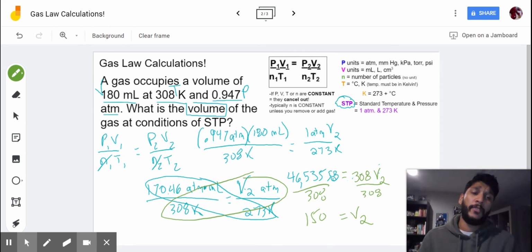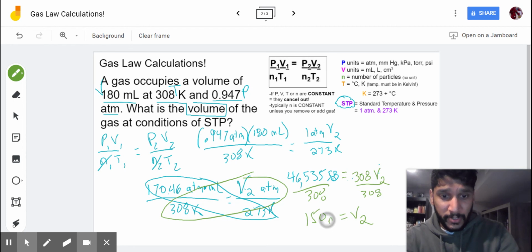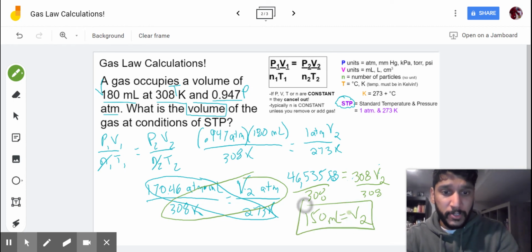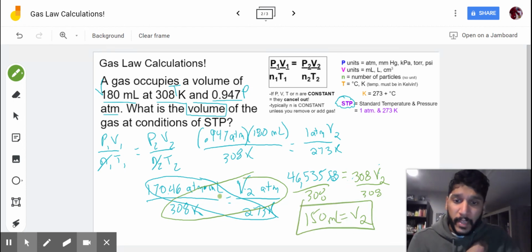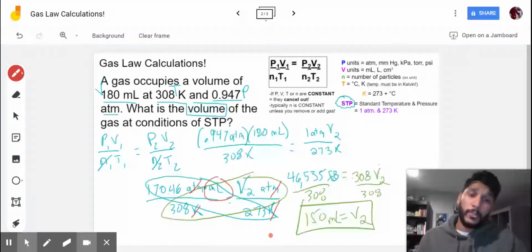And since this is our second volume, right, our initial volume over there was milliliters. So what do you think this final volume unit is going to be? Yeah, it's going to be milliliters too. So our final volume is 150 milliliters. If we look back at our units too, the atm is going to cancel out, the Kelvin is going to get canceled out, and we're going to be left with those milliliters. So our final answer for this one is 150 milliliters.